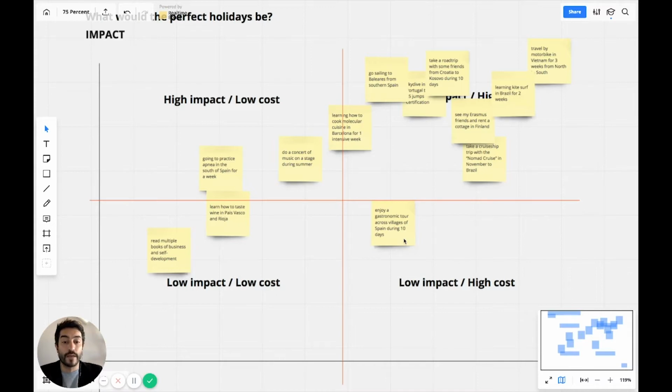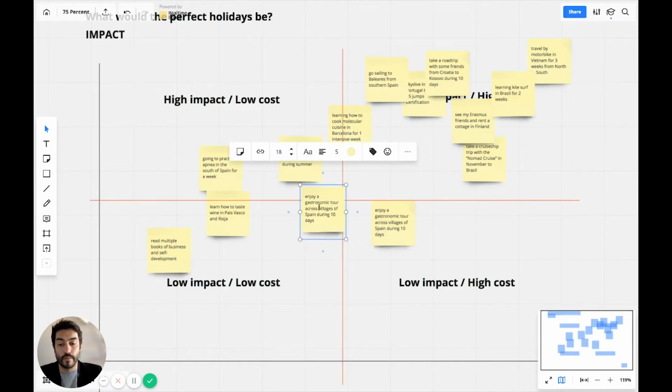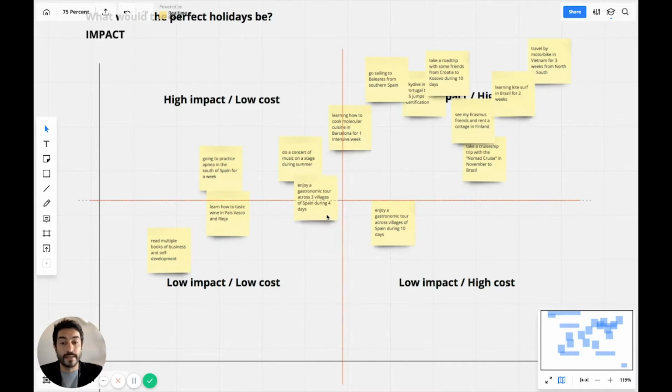Actually, from now, I could certainly say, I'm going to duplicate that one, enjoy a gastronomic tour across 3 villages of Spain during 4 days. So in terms of cost, that would certainly be less cost to organize. And in terms of impact, since I would remember it, well, I'm getting a little bit higher there. And you can see it's entering the zone of high impact, low cost. I would remember that.